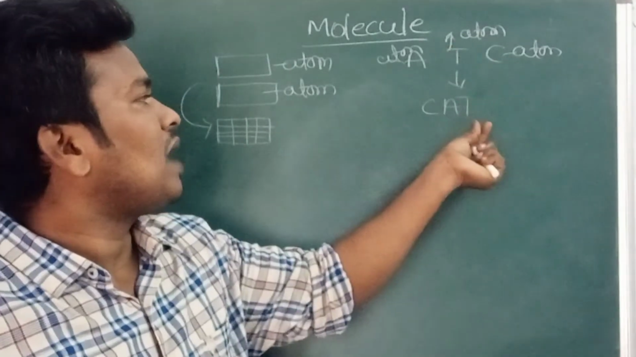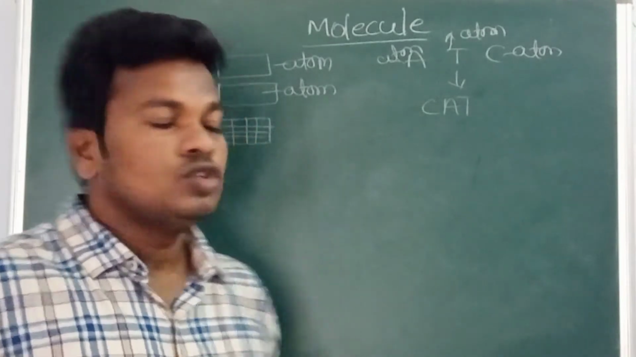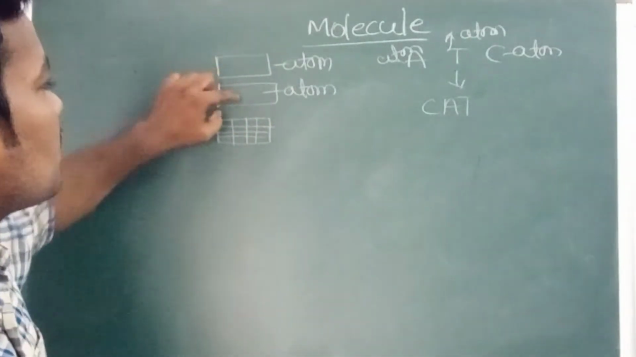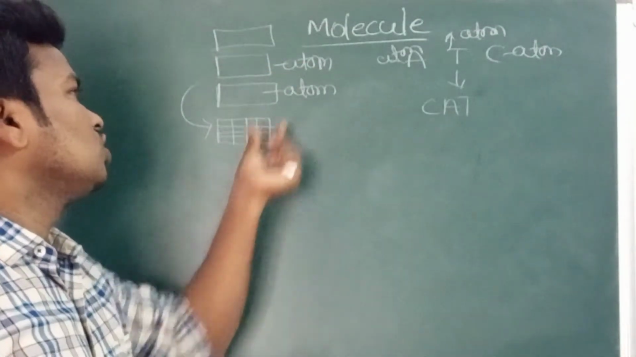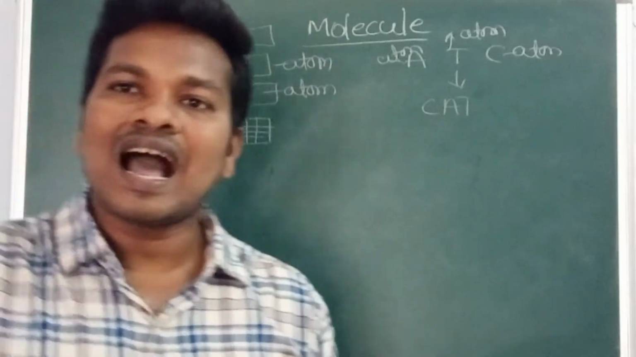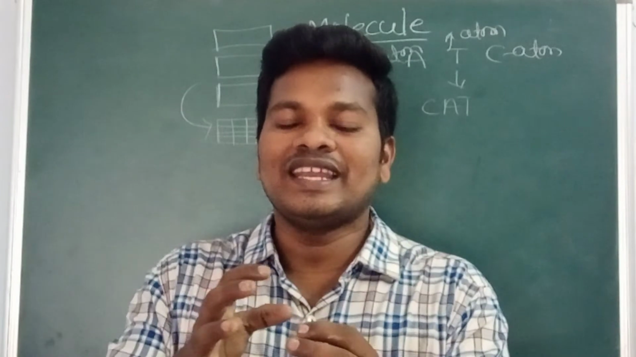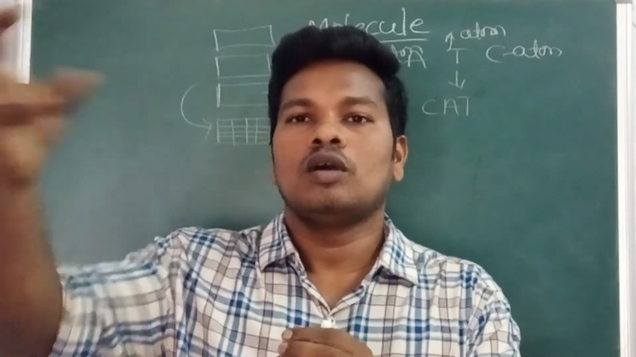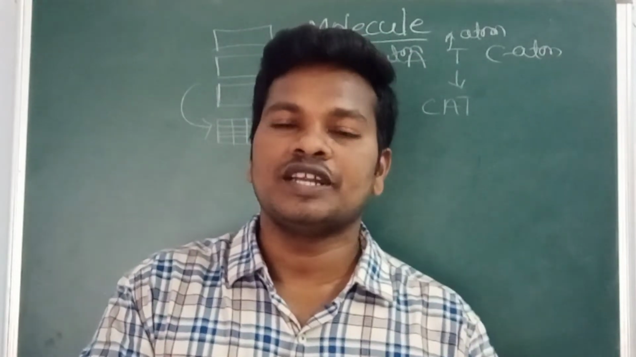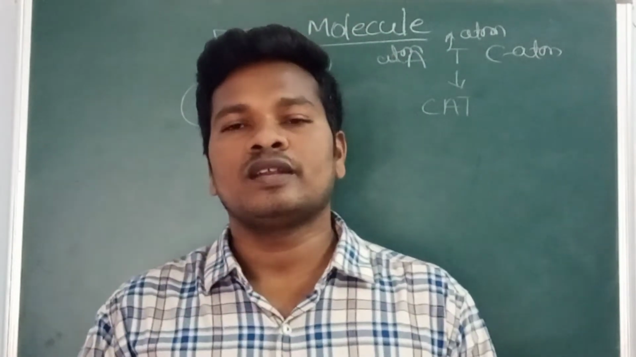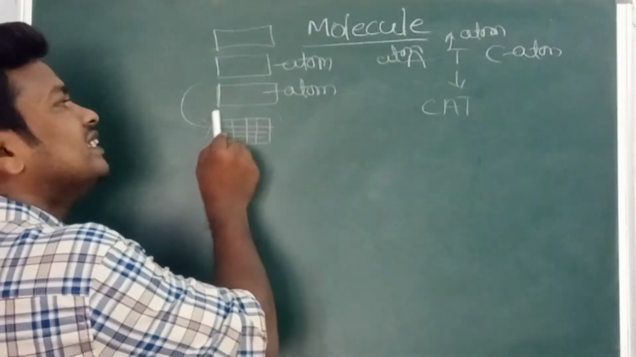Same thing: a group of atoms combined chemically gives the molecule. See here also, one brick, another brick, another brick, maybe three bricks, will give a wall. Same thing here, one atom is combining with another atom. The group of atoms combining chemically forms a molecule. The only difference is that an atom exists independently, and a molecule also exists independently. This is called a molecule.